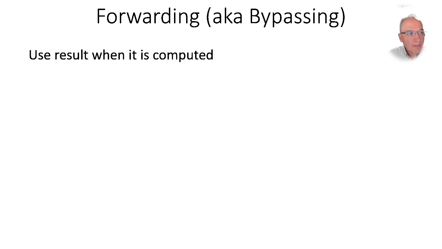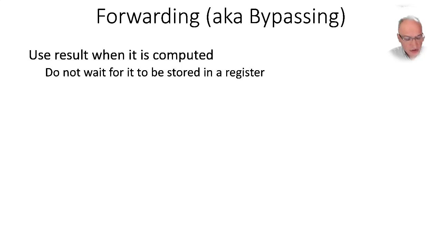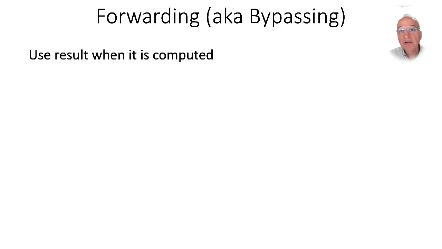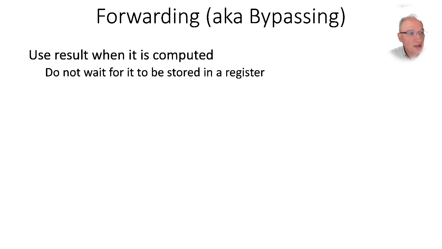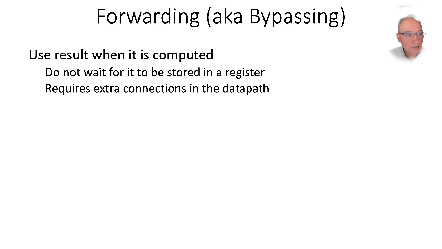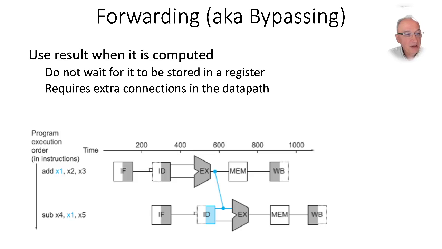So one solution is to use the result not when it becomes available in the register file, but when it's computed. I do not want to wait for the result of that add to go all the way to the register. I want to use it at the moment it's produced. To do that, I need additional connections in my data path, and we're going to examine these connections in more detail in a future lecture. These additional connections will enable what I call bypassing or forwarding.